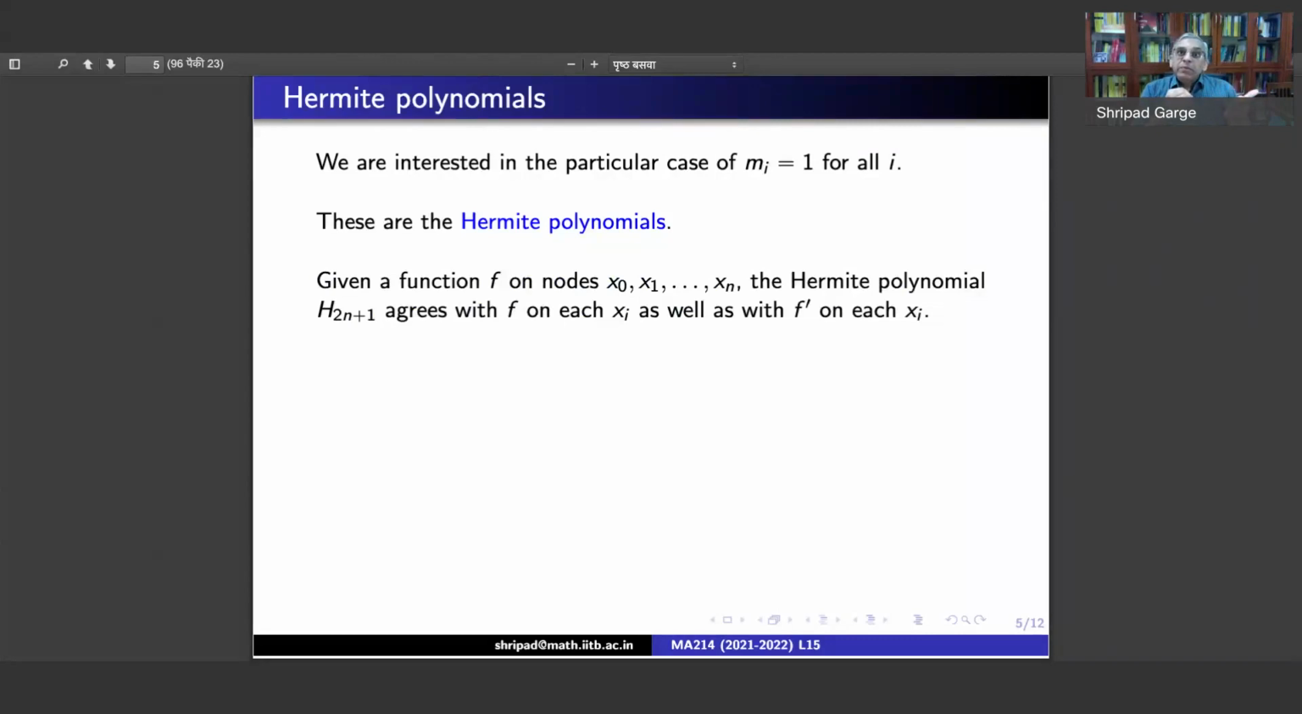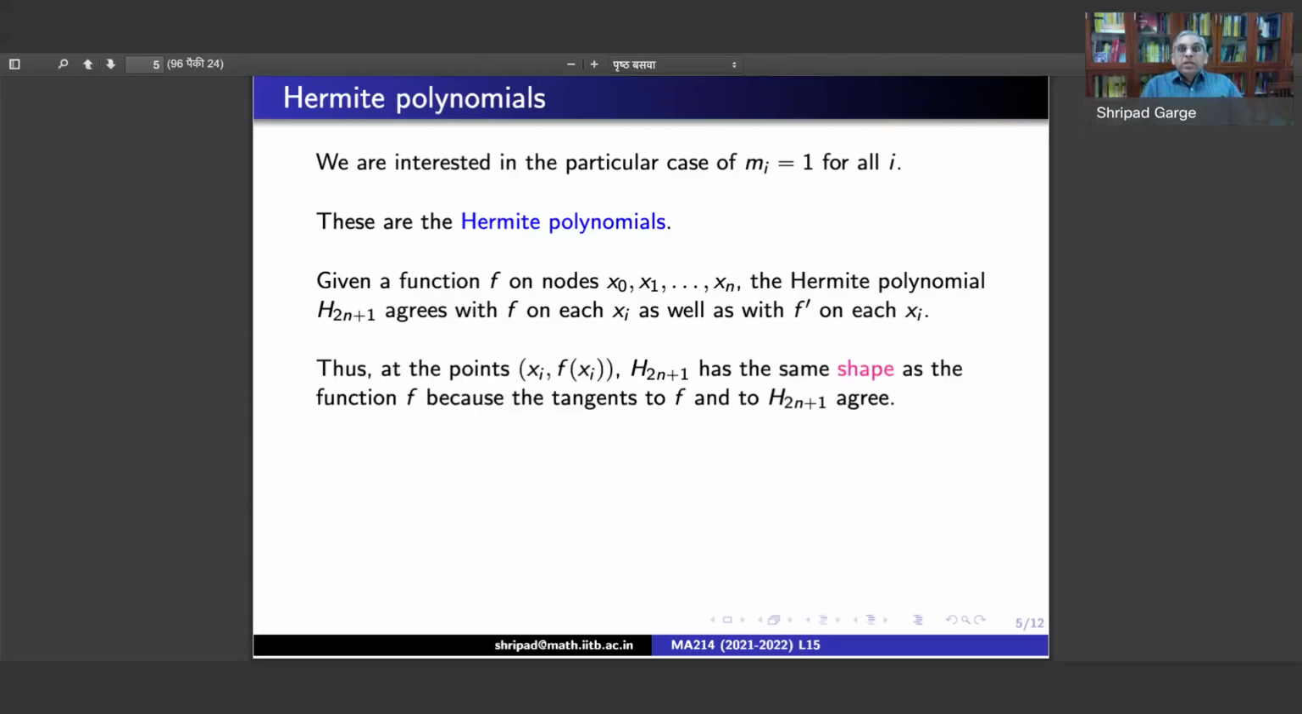You know, in the interpolating polynomials, whenever we had n plus 1 nodes, we had the polynomial of degree at most n, because a polynomial of degree at most n has n plus 1 coefficients. And whenever you are taking those n plus 1 conditions, you have information about n plus 1 coefficients, and therefore you get a polynomial of degree at most n. Here we have n plus 1 conditions for the function values, n plus 1 conditions for the derivative, and therefore we have 2n plus 2 conditions, which will give you 2n plus 2 coefficients, and therefore the polynomial will have degree up to 2n plus 1.